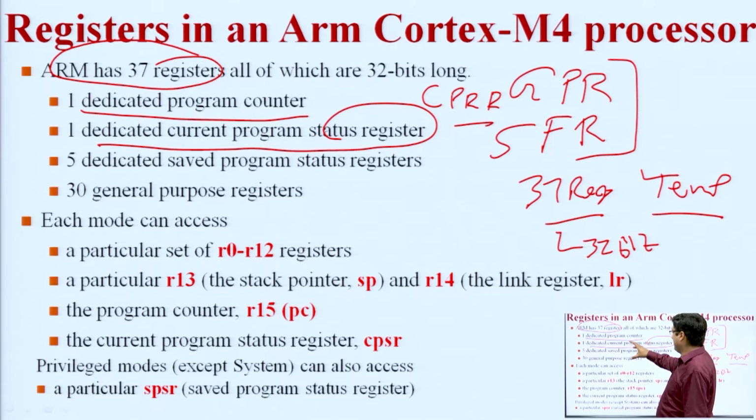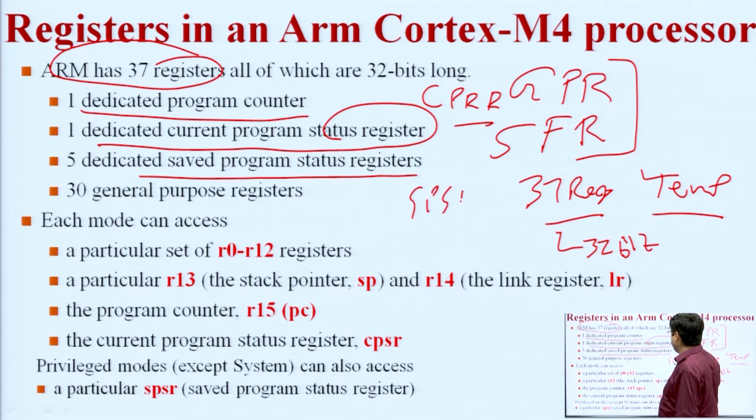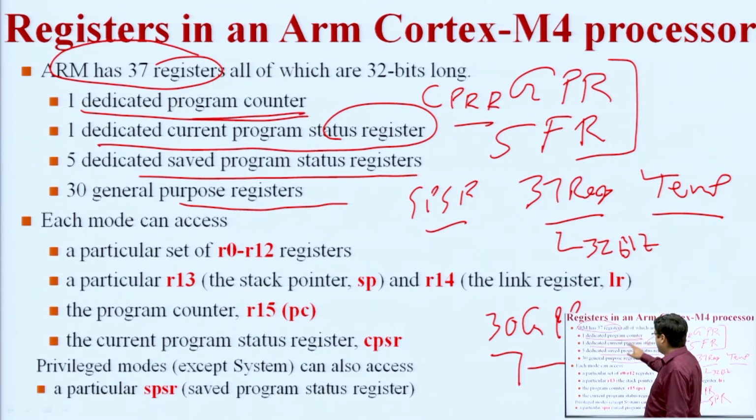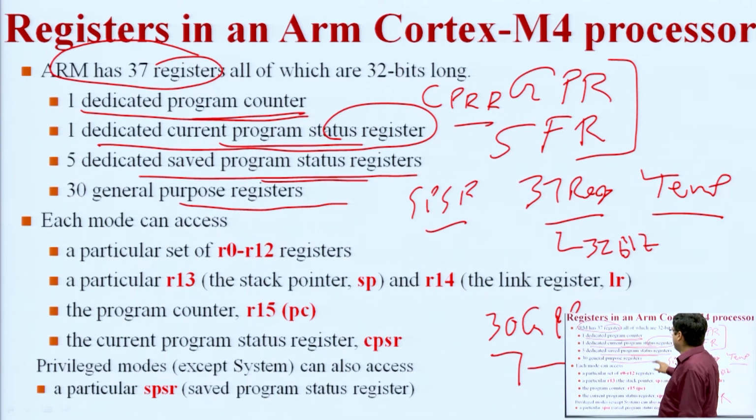We will see the explanation of these types of register in our upcoming slides. After that is a dedicated saved program status register, SPSR. It has 30 general purpose registers. So out of 37, 30 general purpose registers are available, and we are left with 7 registers. Those 7 are dedicated to special function registers like program counter, SPSR, SP, and CPSR, etc.